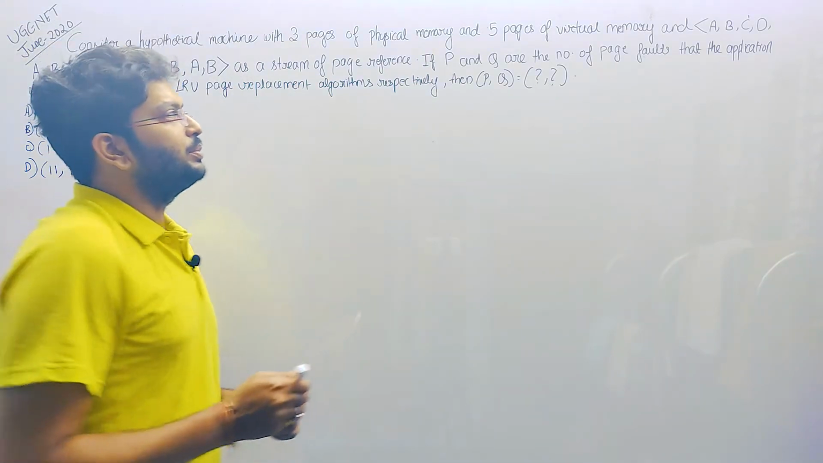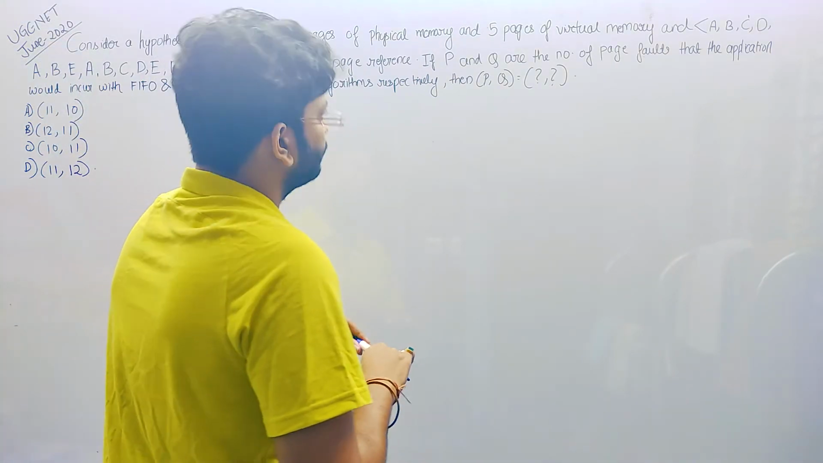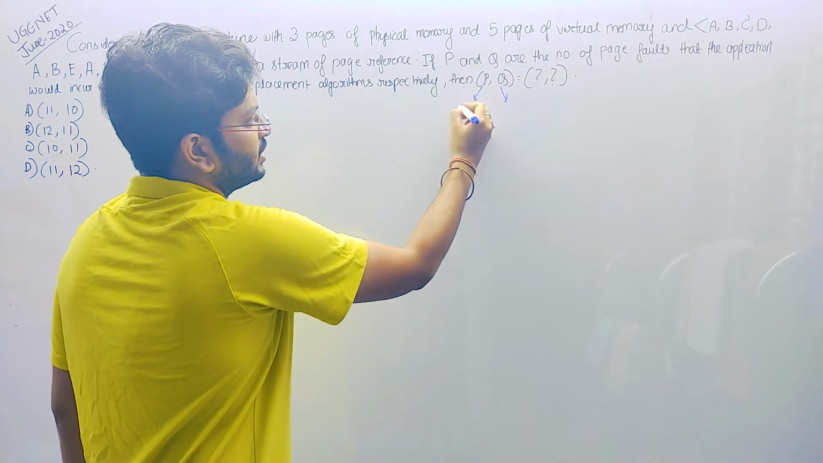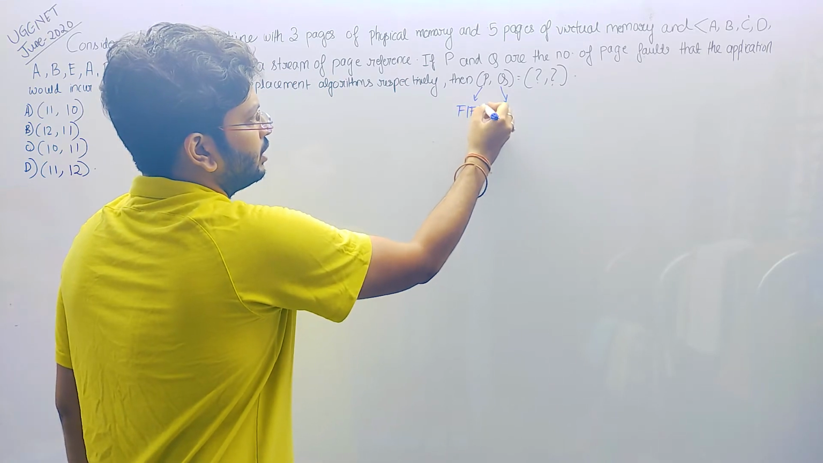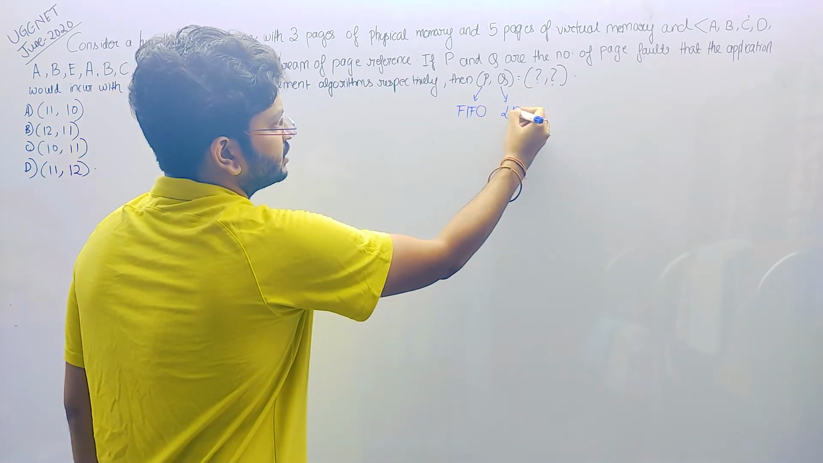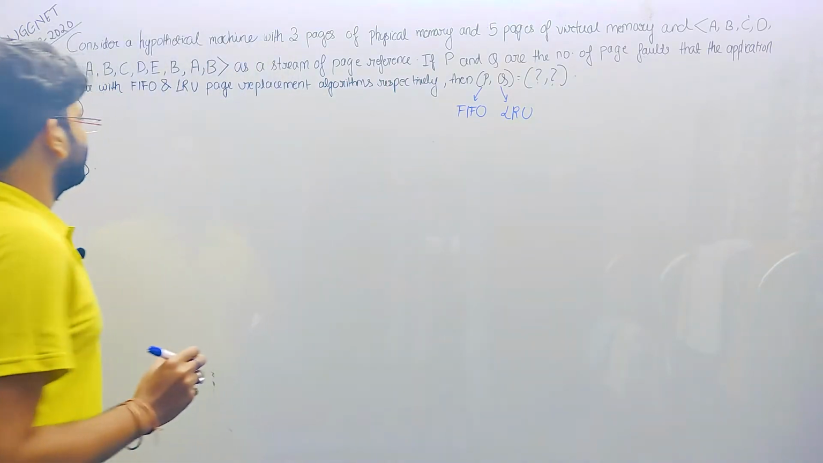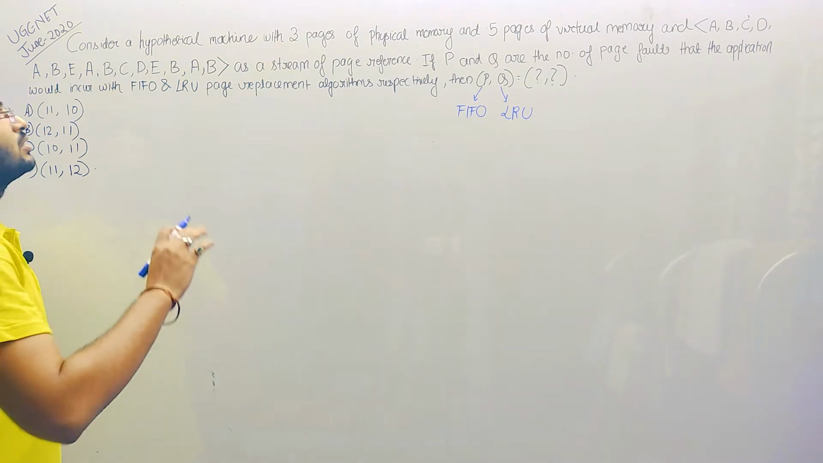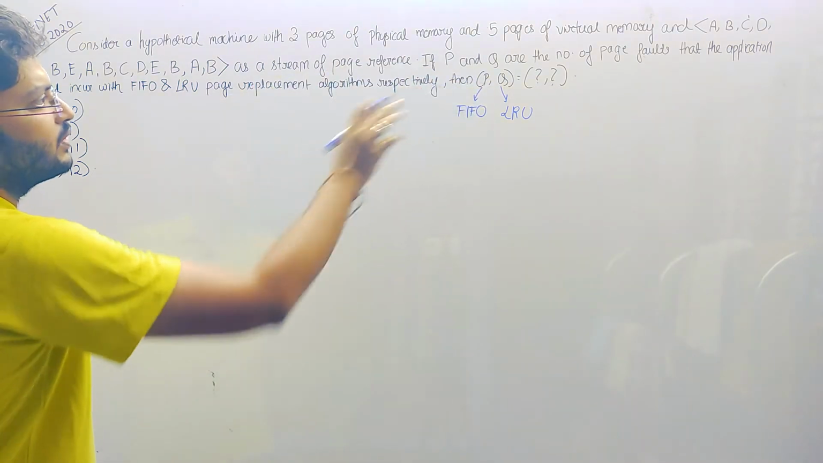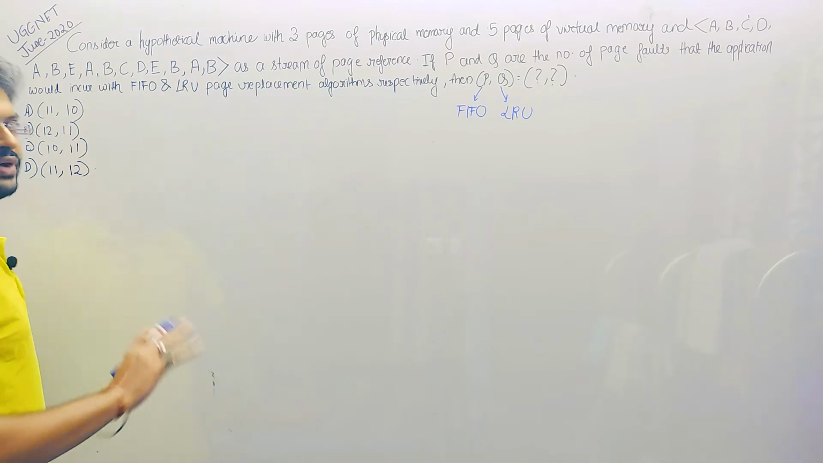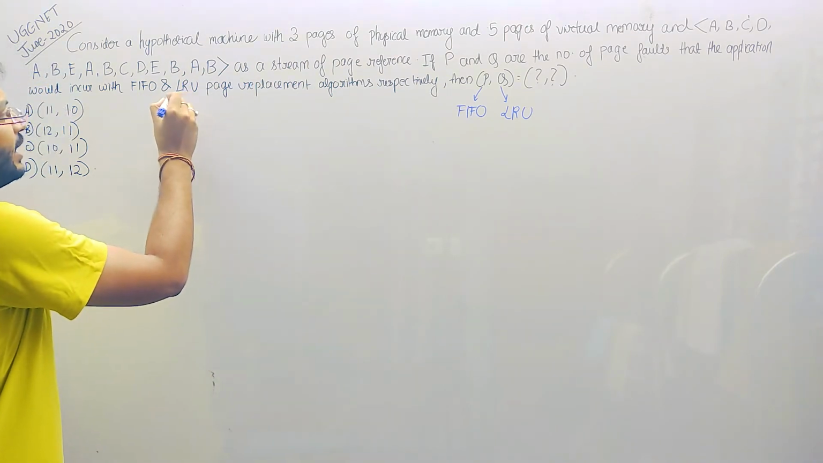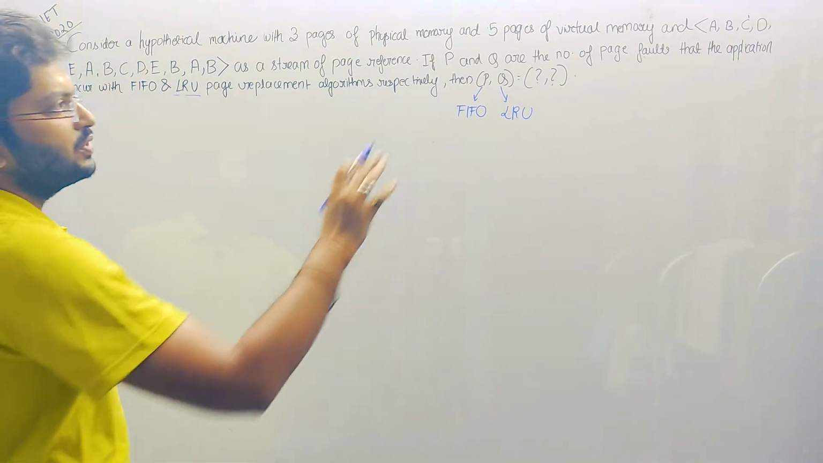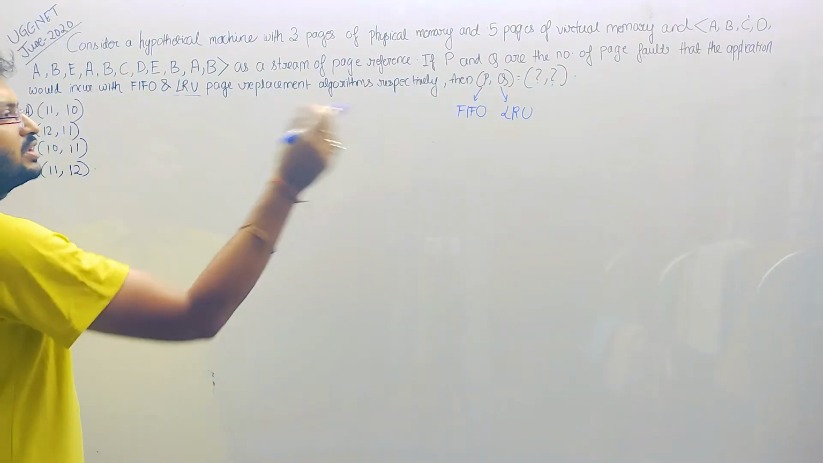So they are asking basically about the number of page faults. P is the number of page faults in case of FIFO and Q is the number of page faults in case of LRU. Now basically FIFO and LRU are the two page replacement algorithms which we use. So the reference string is given. FIFO is first in first out page replacement algorithm and LRU is least recently used page replacement algorithm. Now let me first write out the page references in the way they are given.